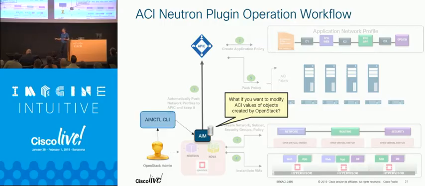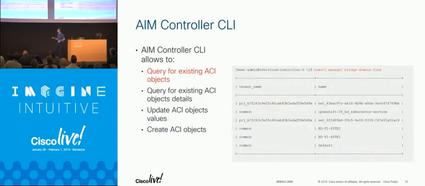Well, for that, you have a tool provided by the unified plugin installation, which is called the AIM Controller CLI. You can run this CLI to query, from an OpenStack controller perspective, what the resources in ACI are. You can query what objects exist there, ask for details about those resources, and update objects.